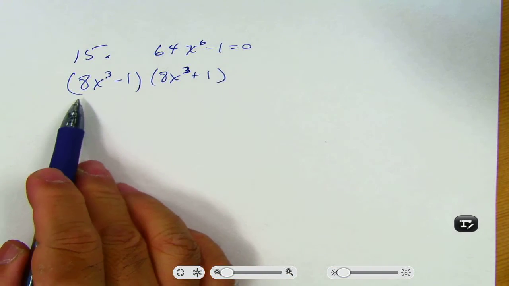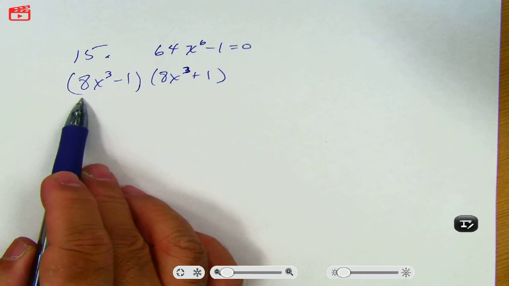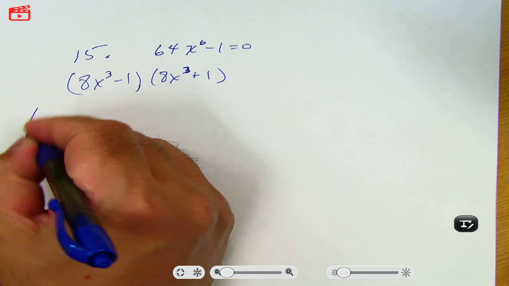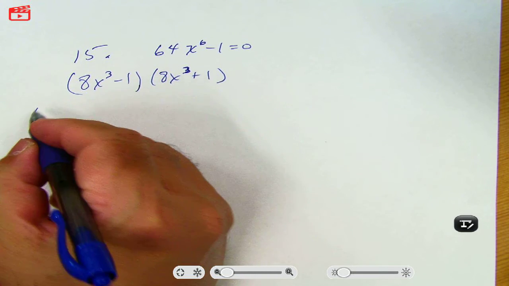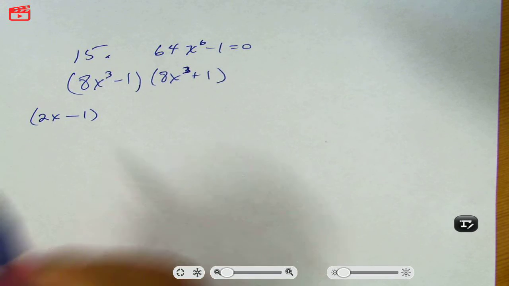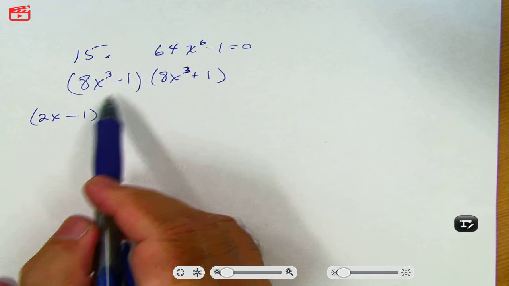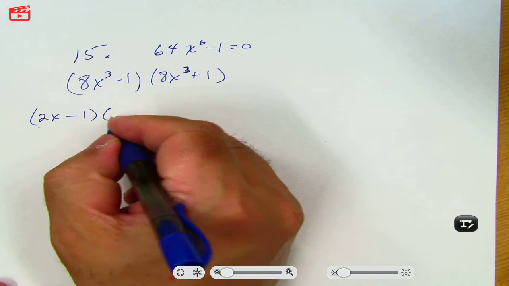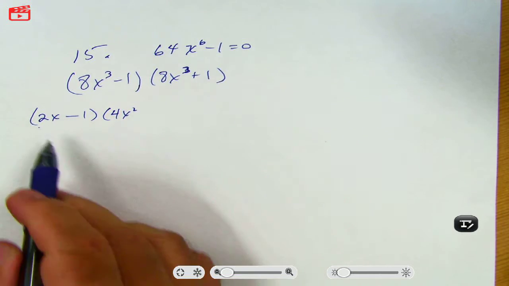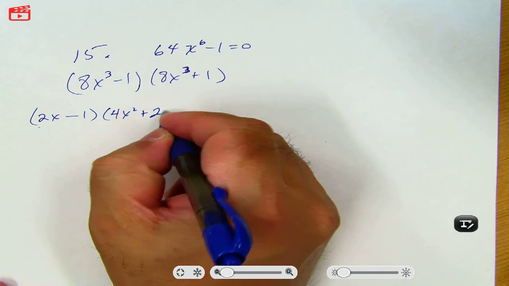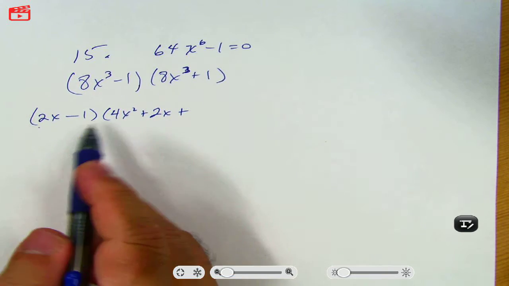Now you have a difference of two cubes, because 8 is a perfect cube, that's 2 to the third power, and 1 is perfect anything. So 2 to the third is 8, so I can do 2x minus 1 using the sum or difference of two cubes formula. You square the first term, so that's 4x squared. Change the sign, multiply those two, plus the second one squared.